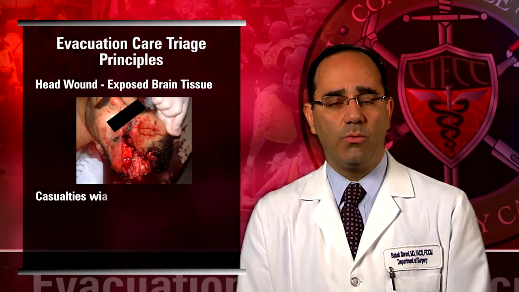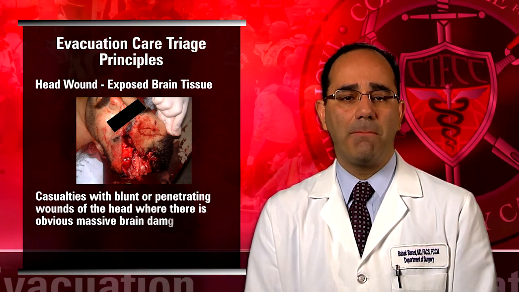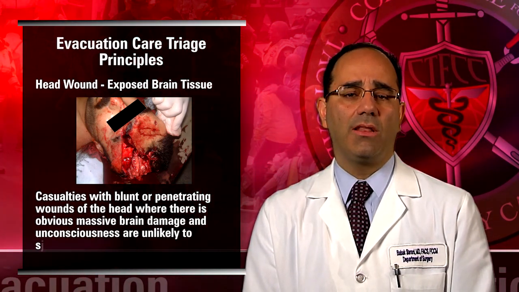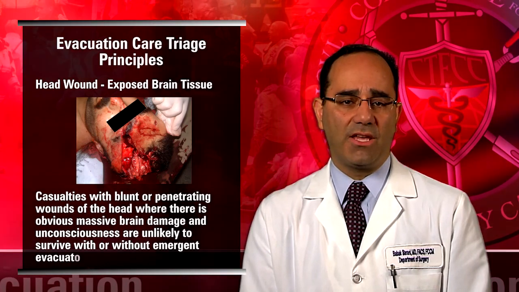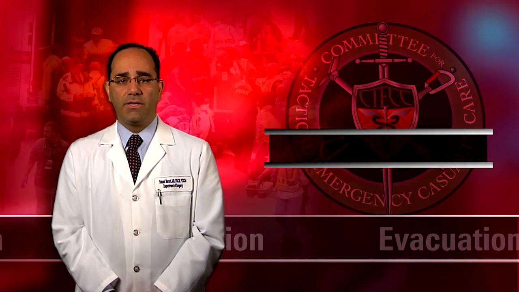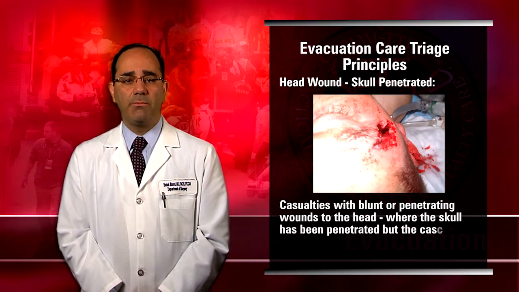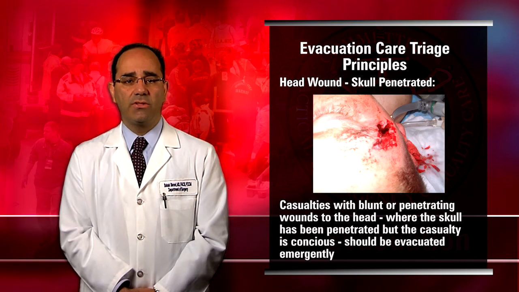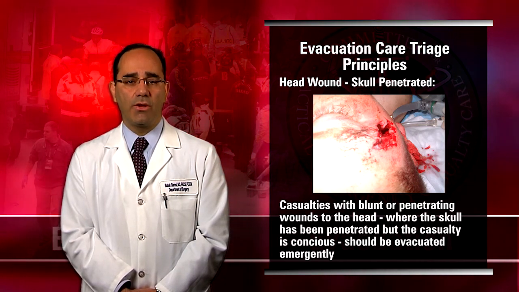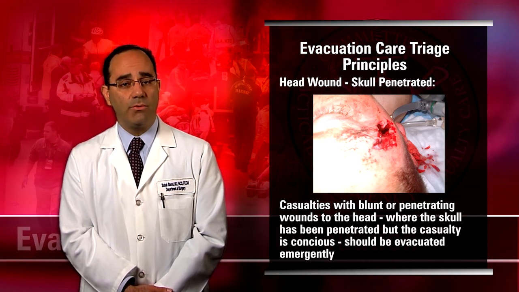Unconscious casualties with blunt or penetrating trauma to the head that has caused obvious massive brain damage are unlikely to survive with or without evacuation and should have a lower priority for evacuation. Casualties with blunt or penetrating wounds to the head where the skull has been penetrated, but the casualty is conscious, should have a high priority. This is the Gabby Giffords wound. This may be a survivable wound.